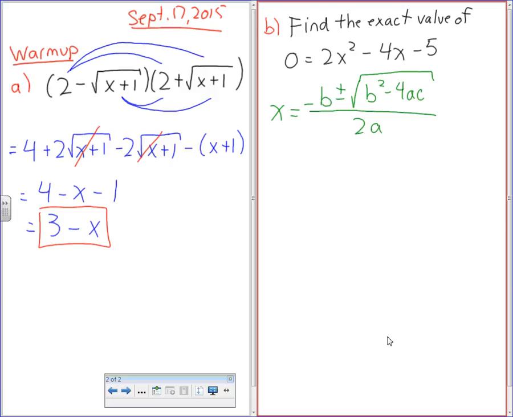All right, Dexter, can you please tell me what A, what B, and what C is here, please? A is 2. B is negative 4. Great. Okay, there's A, there's B, there's C, like that. And someone with a great deal of self-confidence, put the numbers in, please. So it's 4 plus or minus the square root of negative 4 squared minus 4 times 2 times negative 5, all over 2.